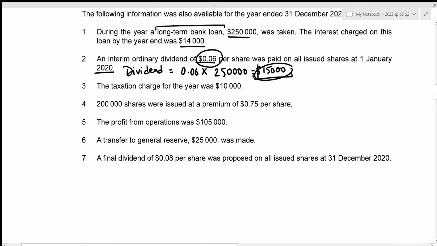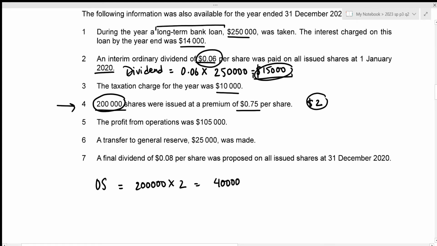The taxation charge for the year was 10,000. Again, taxation is also not included in our statement of changes in equity, so we can just skip this information for now. Then 200,000 shares were issued at a premium of 0.75 per share. We know that our nominal rate is $2. So let's figure out the value to be included in our ordinary share capital due to this issue. That is just going to be the number of total shares issued times the nominal rate. In this case, that will be 200,000 times 2, which results in 400,000. So our ordinary share capital will be increased by 400,000.